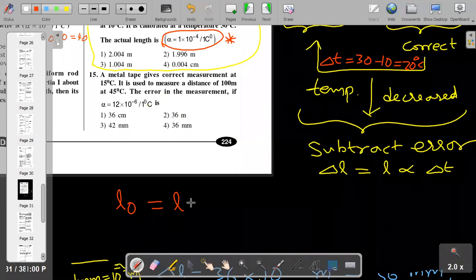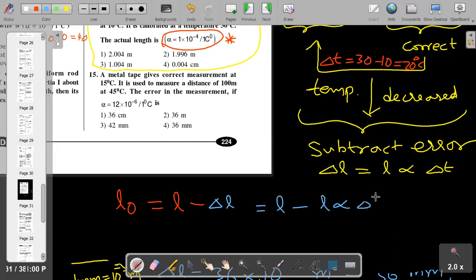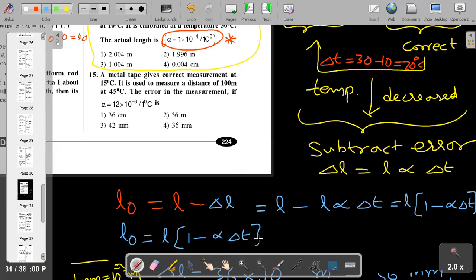So just now I told you the error must be subtracted. Error must be subtracted means L naught equals L minus delta L, which is nothing but L minus L alpha delta T. Can I write like that? Yes, sir. Here can I take L common? If I take L common, can I write 1 minus alpha delta T. Well done. So L into (1 minus alpha delta T) is my formula.